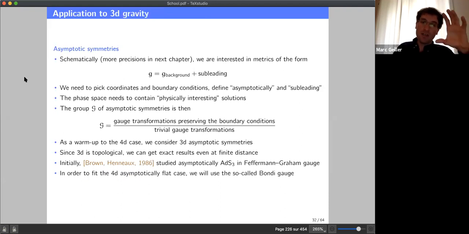We could reproduce this calculation, but actually, in order to fit more, I don't want to say modern, because Pfefferman-Graham is of course still heavily used, but more notation which you usually find in the 4-dimensional asymptotically flat case, we will use here in 3D what we call the Bondi gauge. And that's the opportunity to introduce this Bondi gauge and see a bit how it works. And then hopefully when you encounter this in 4 dimensions, probably in the talk by Strominger and Nichols next week, this will speak to you.